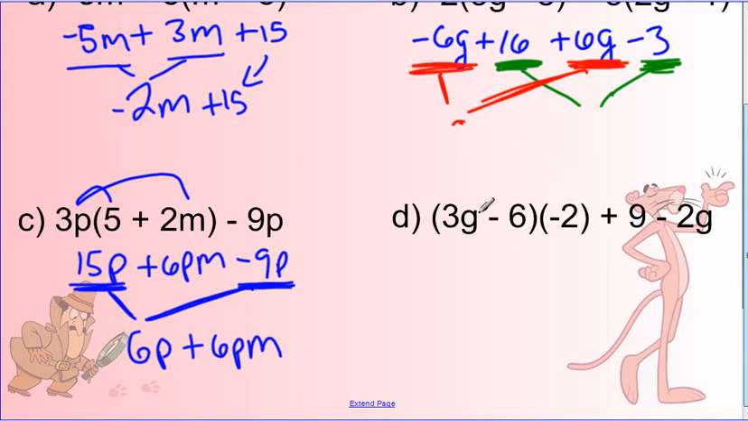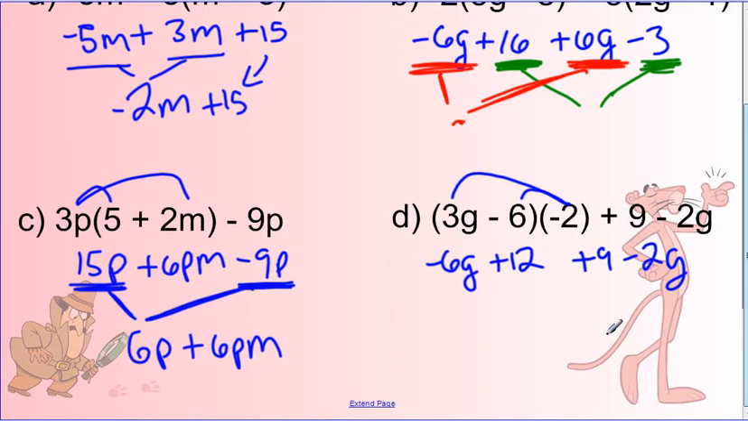Letter D here. Distribute, distribute. That gives me negative 2 times 3 is negative 6g. Negative 2 times negative 6 is a positive 12. Plus 9 minus 2g. So this stuff just came along for the ride. All right, let's see. We've got a g and a g. We've got constant and constant.